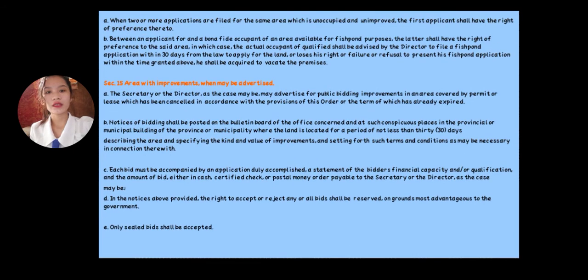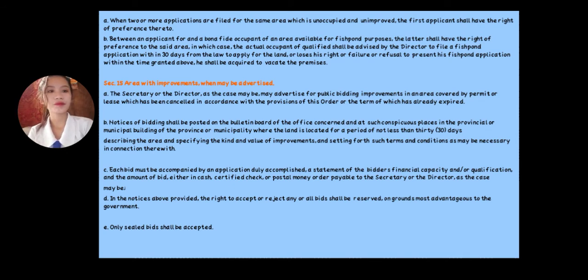Section 15. Area with improvements when may be advertised. So A. The secretary or the director, as the case may be, may advertise for public bidding improvements in an area covered by permit or lease which has been cancelled in accordance with the provisions of this order or the term of which has already expired. So, ang secretary or director ang mag-advertise.